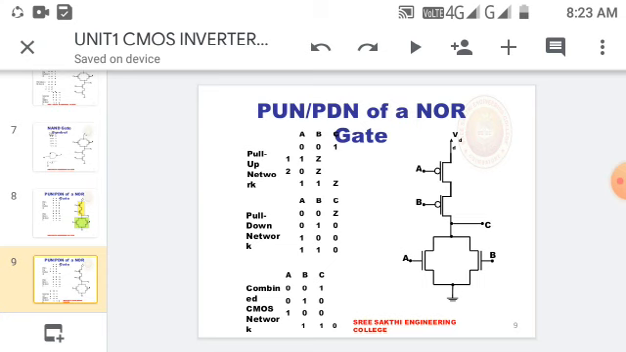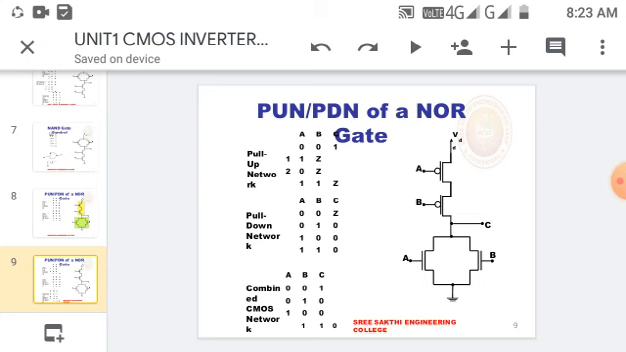For the combination of 0 0 you are getting 1. For the combination of 0 1 you are getting 0. For 1 0 you are getting 0. For 1 1 you are getting 0. So at last you have to realize that for a NAND gate, NMOS will be in series and PMOS will be in parallel. Similarly for a NOR gate, NMOS will be in parallel and PMOS will be in series.